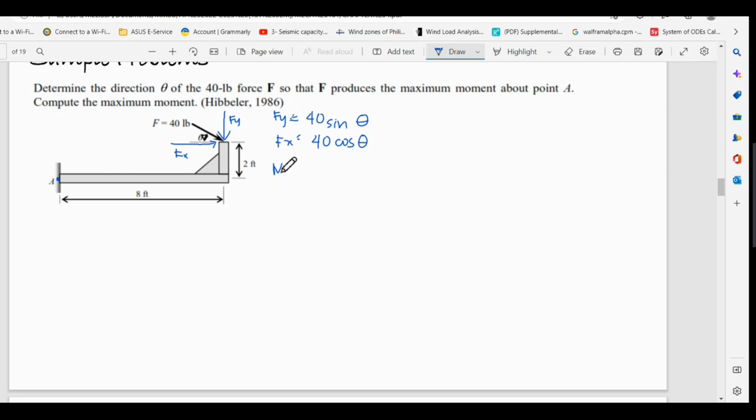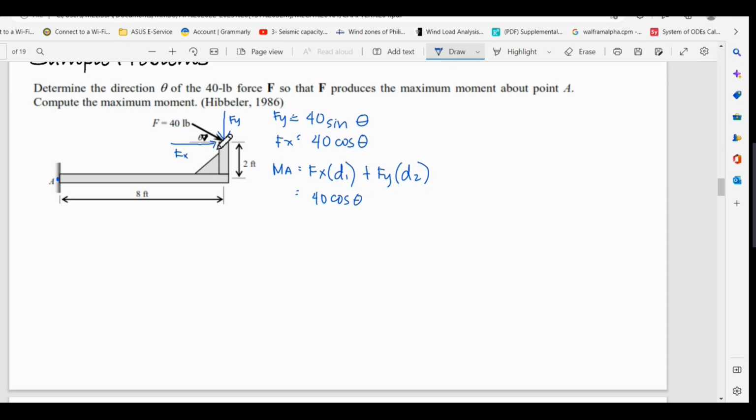So, the moment at point A is Fx multiplied by the distance perpendicular to our moment center plus Fy multiplied by the distance that is perpendicular to our moment center. So, Fx natin, we have 40 cosine of theta. Fx yan, Fx cosine theta.